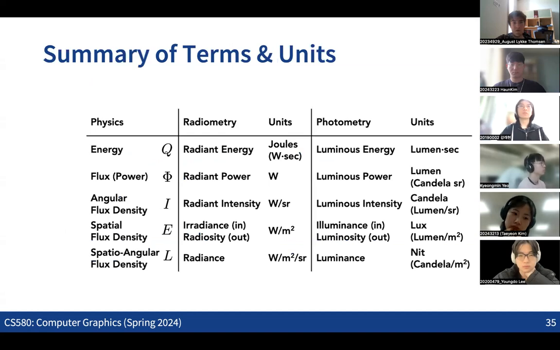And these are the quantities that we discussed. So given the energy, we also define the power, which is the energy over the time. Intensity is the power over the solid angle, and irradiance is basically power over the unit area, and also the radiance was basically the power over the projected area and also the solid angle. And for those cases, we also have some counterparts in the photometry field, and also there's some units that are defined based on the brightness. Any questions on this?